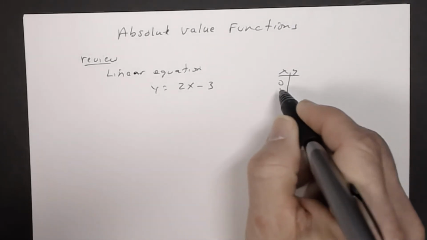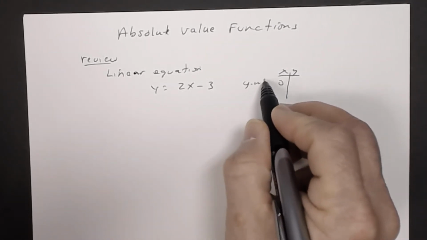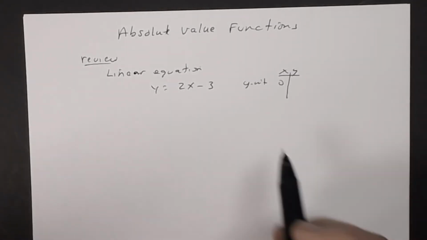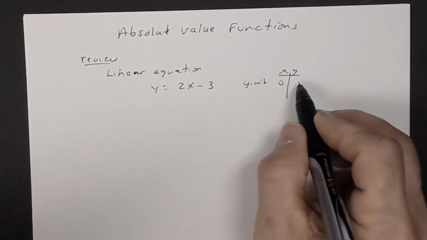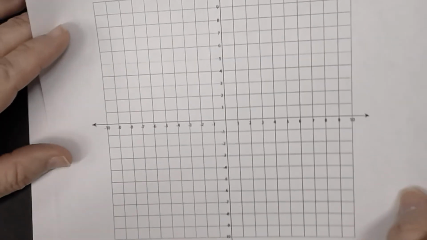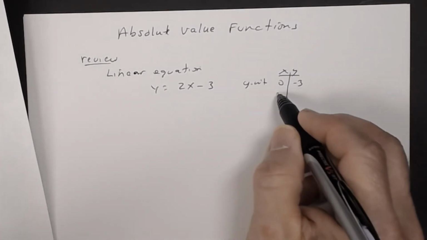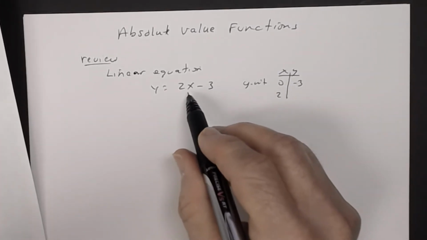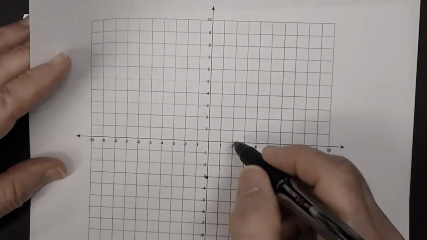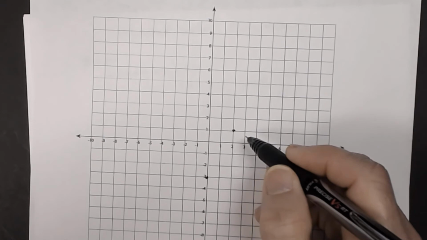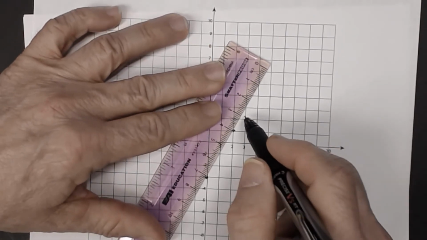If we let x be 0, and remember when we let x be 0, we're actually finding the y-intercept. So when x is 0, you get 2 times 0, which is 0, and 0 minus 3 is negative 3. So I'm going to plot the point (0, negative 3). That's here. And then if I let x be 2, I get 2 times 2 is 4, and 4 minus 3 is 1. So I'm going to plot the point (2, 1). And then we use the ruler to draw this line.